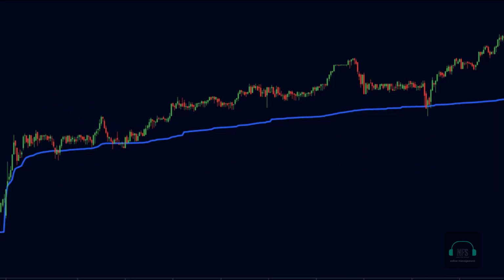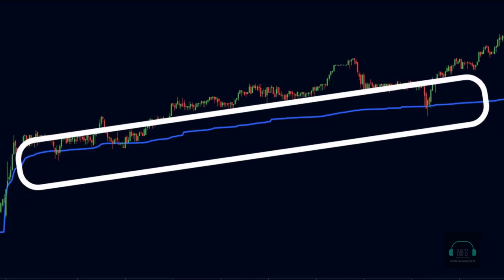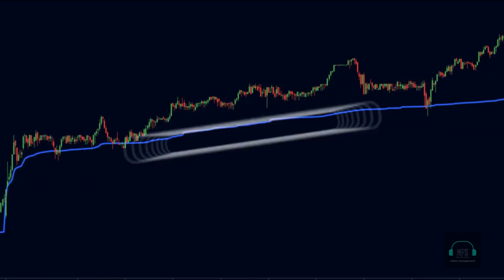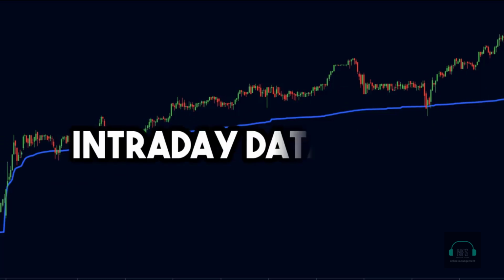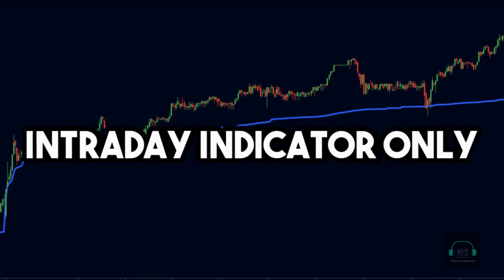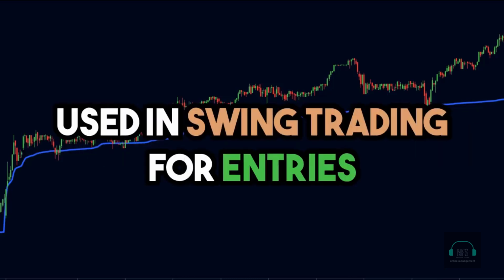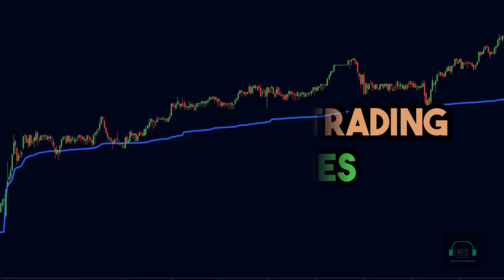The VWAP is calculated using the open of the price. Then it gets calculated in real time until the last candle of the day. The calculation uses intraday data only. VWAP is an intraday indicator only. But it can also be used in swing trading for entries.